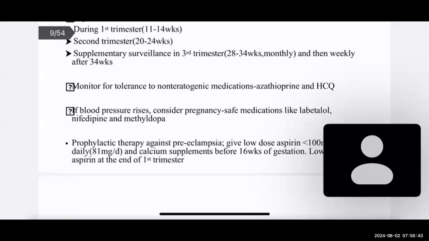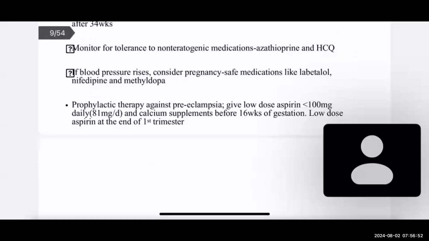And then also monitor her for tolerance. Since I changed her from her previous immunosuppressives to azathioprine and HCQ, I want to see how well she's tolerating the medications. In the event that she develops blood pressure rise, I'll consider pregnancy-safe medications like labetalol, nifedipine, and methyldopa for her.